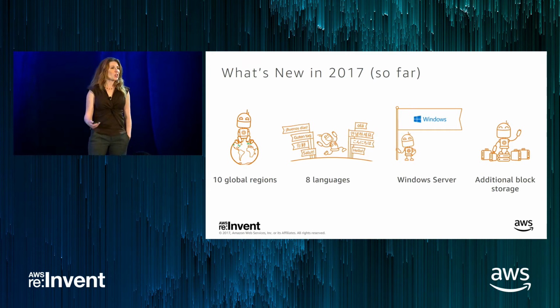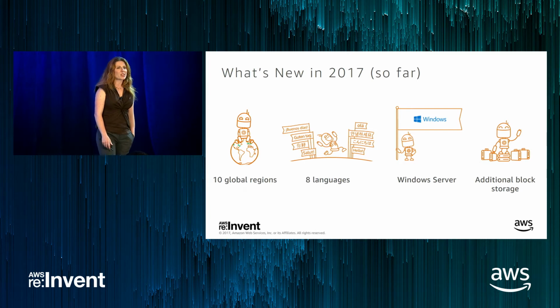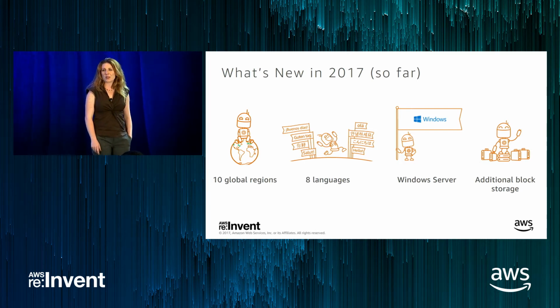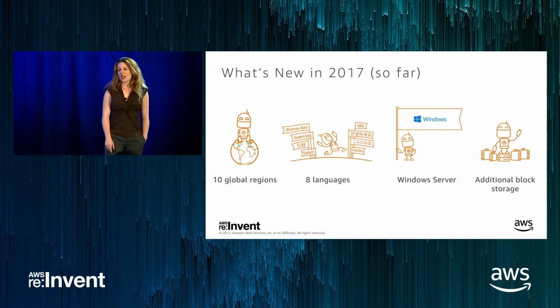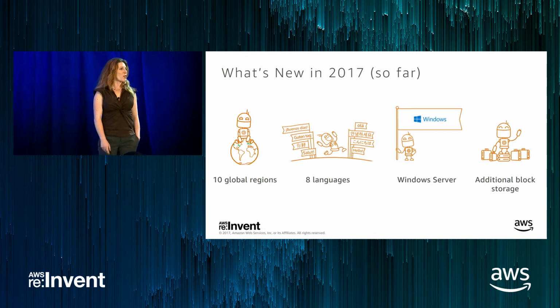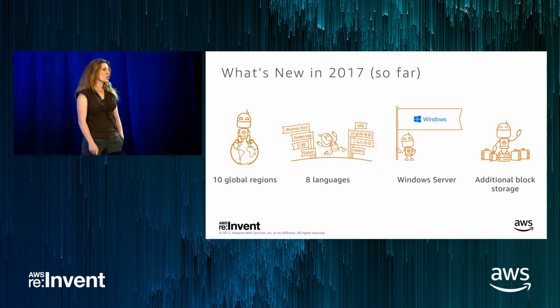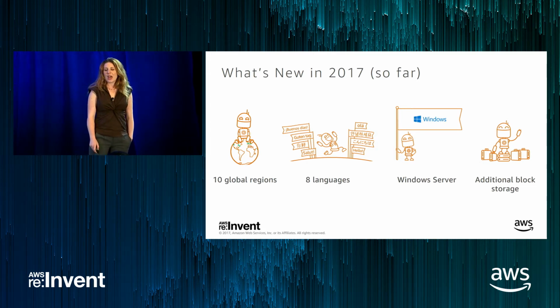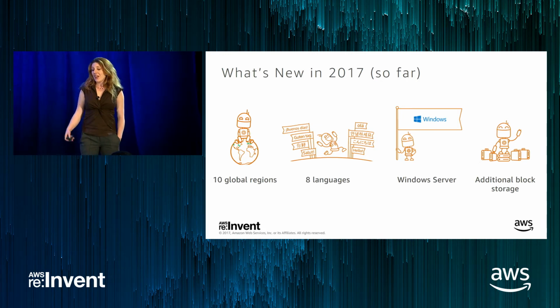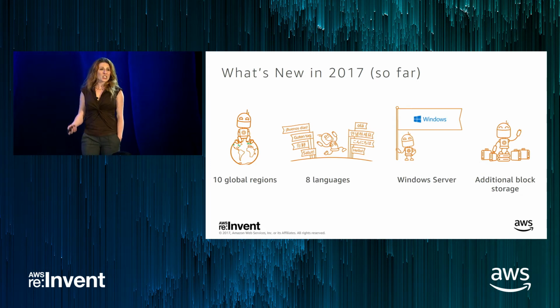When we launched, it was in one region. We launched in US East, Northern Virginia, and we're now in 10 global regions across the world. We fairly recently localized into 8 languages, so we're now available in French, German, Spanish, Brazilian Portuguese, simplified Chinese, Korean, and Japanese. And we also launched Windows Server, and we were very excited about this release. It was a big customer request.